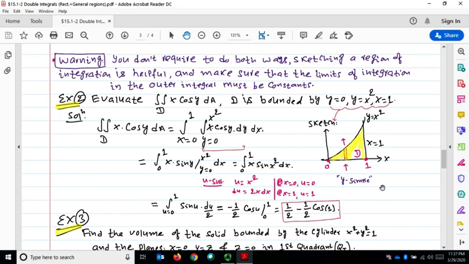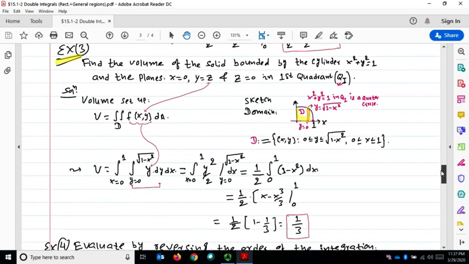Great. Let's move on. Let's do another example, example 3. Example 3 says, find the volume of the solid bounded by the cylinder x squared plus y squared equals 1, and the planes x equals 0, y equals z, and z equals 0 in the first quadrant.